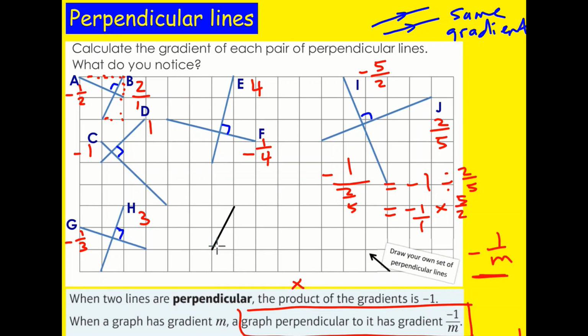And then here I've got the run, and here I've got the rise. What I'm going to do is just copy it to start with. I'm going to label on that run and the rise. So rise here, run here. The gradient of this black line is going to be rise over run.